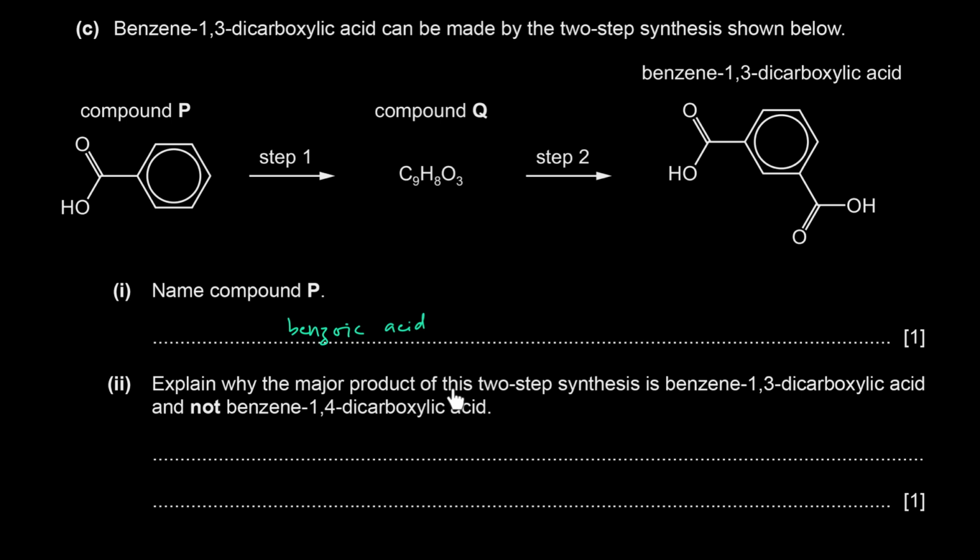Explain why the major product of this 2-step synthesis is benzene 1,3-dicarboxylic acid and not benzene 1,4-dicarboxylic acid. If you remember, the carboxyl group is a 3 directing group. Because the carboxyl group is already present on the benzene ring, any incoming substituents will go on carbon number 3 and not on carbons 2 or 4. So we can say that CO2H is a 3 directing group.